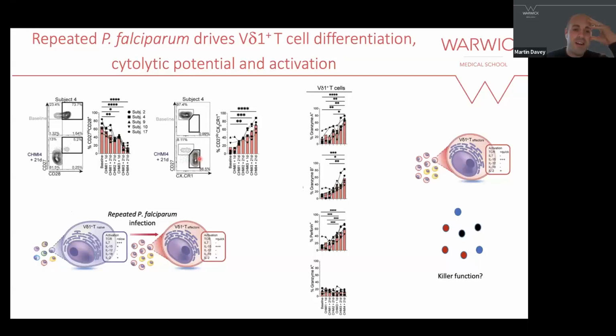CD27 negative CX3CR1 positive cells, which directly correlates with this sort of clonal effector population we'd seen in healthy adults in prior studies. So it was quite remarkable, this differentiation, and it seemed to happen not initially very well, but it was gradually built up, and it seemed to be building with this repetitive infection.